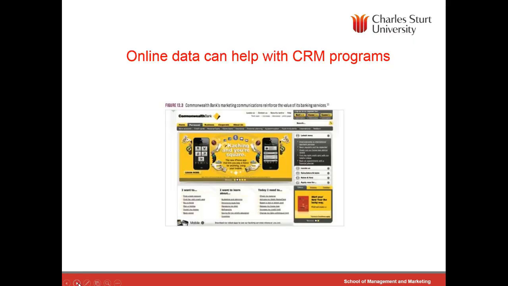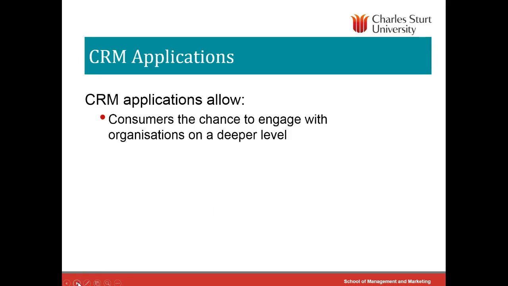Online data, of course, can help with customer relationship programs, and the Commonwealth Bank and many banks these days, through their online websites and through interactions we have through that and linking it through social media and with the advent of big data, can help develop pretty good customer relationship programs. They allow consumers a chance to engage with the organisation at a deeper level. So if I'm really interested in engaging with wine at a deeper level and I want to perhaps talk to various wine producers, a customer relationship application through a provider like Vinomofo will help do that.